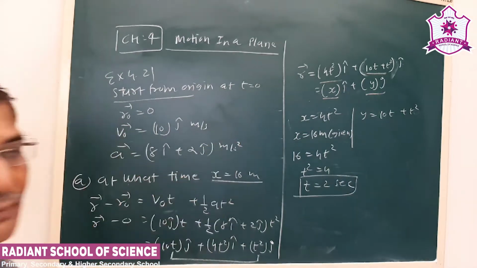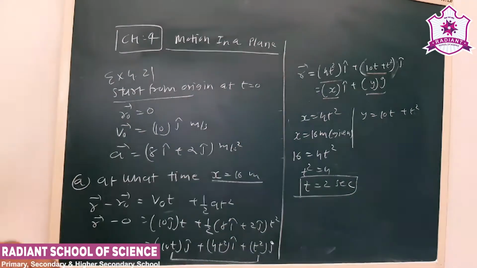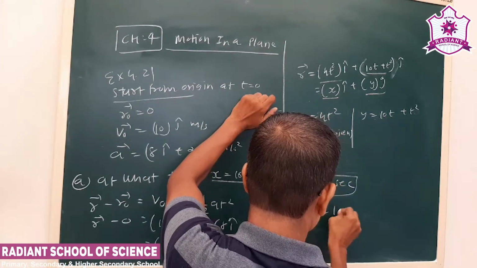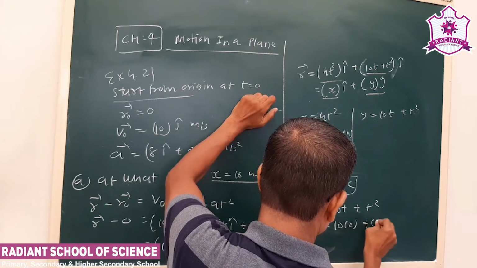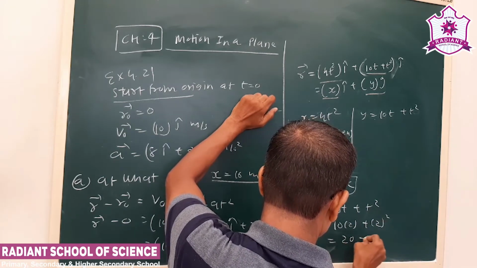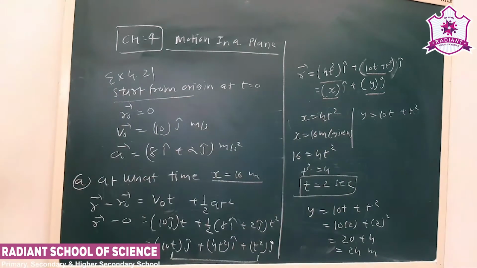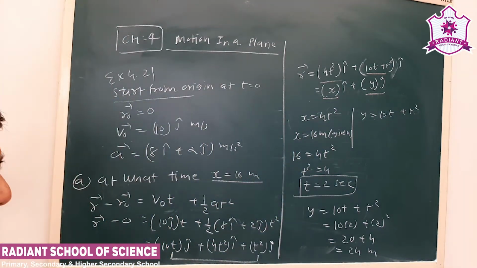So x component will be 16 meter at time t is equal to 2 seconds. Now what will be the corresponding y component? Y is 10t plus t square, so 10 into 2. So what does this indicate? When x becomes 16 meter, the y component will be 24 meter.